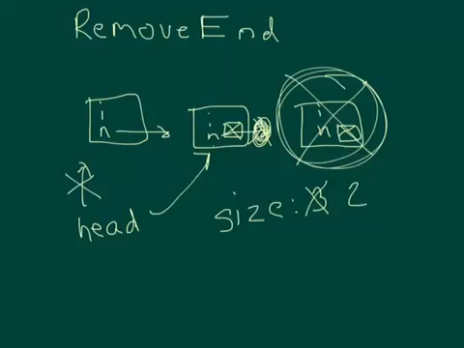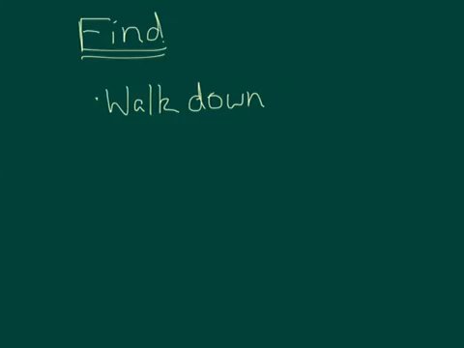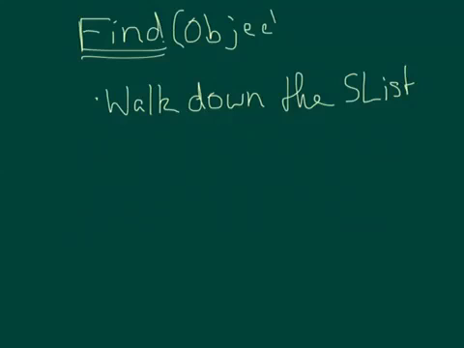We've understood that. The third and last operation, which is even simpler, is called find. All you do with find is you walk down the SList, and you just keep checking to see if what you're trying to find is there. You walk down the SList and see if the item that you passed in as your parameter is equal to the object of the head of the node that you're pointing at as you walk down.